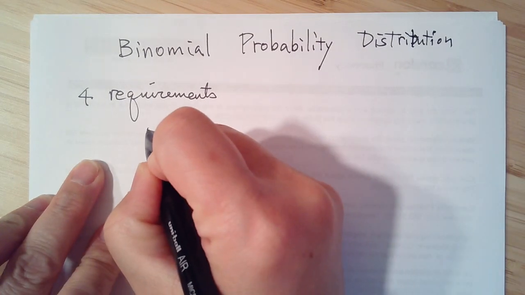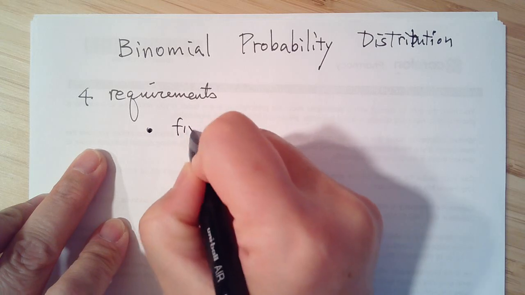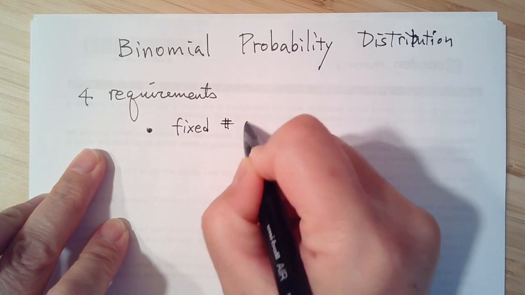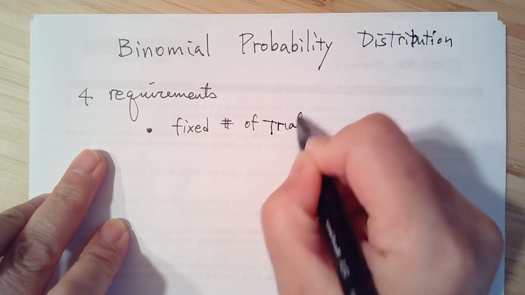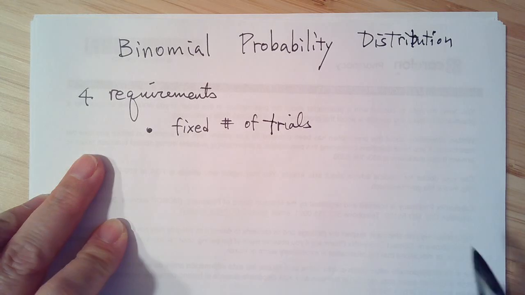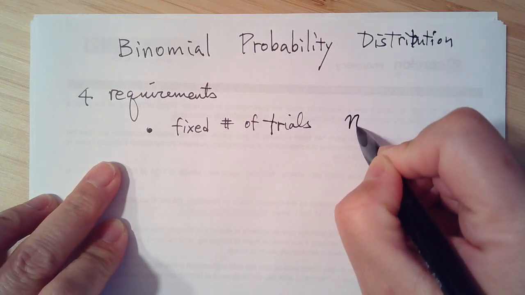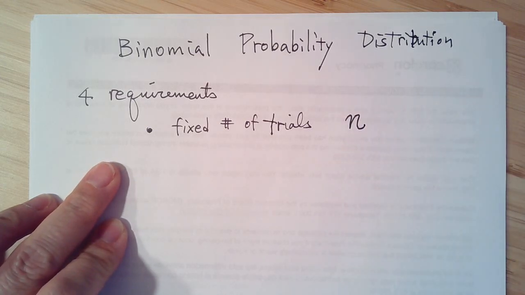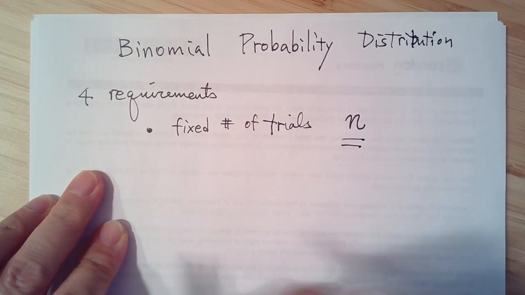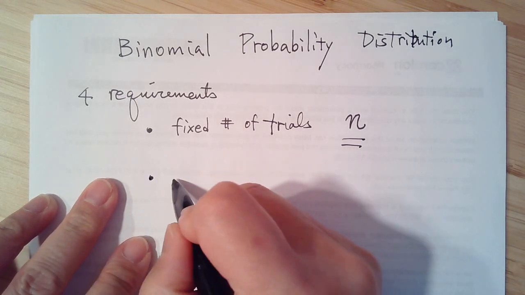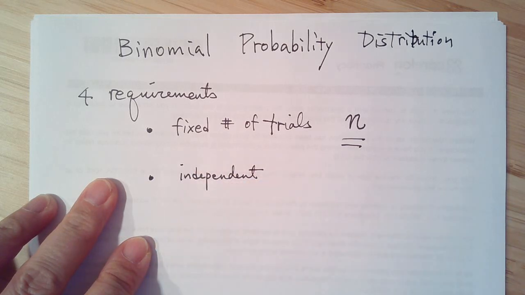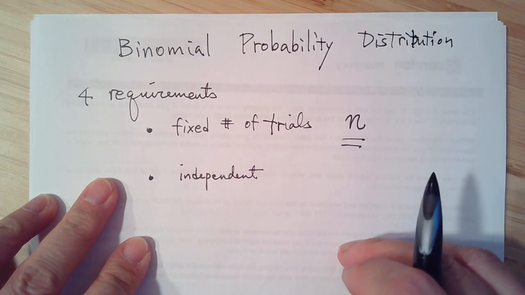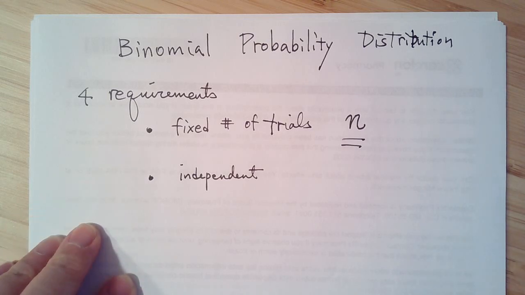Number 1, there is a fixed number of trials. The procedure has a fixed number of trials. We use n to show that. That means you're going to do something n times, and each trial is just a single observation. The second one: each trial is independent, which means whatever happened to the first trial has nothing to do with the second trial. So each one is independent.